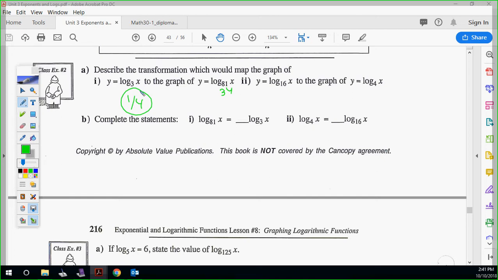Okay? 16 is 4 squared. This one's 4 to the 1, so we're going to double it. Double 16 to get to 4. Why is it not 1/2? Because we're getting bigger. We need it to get bigger.